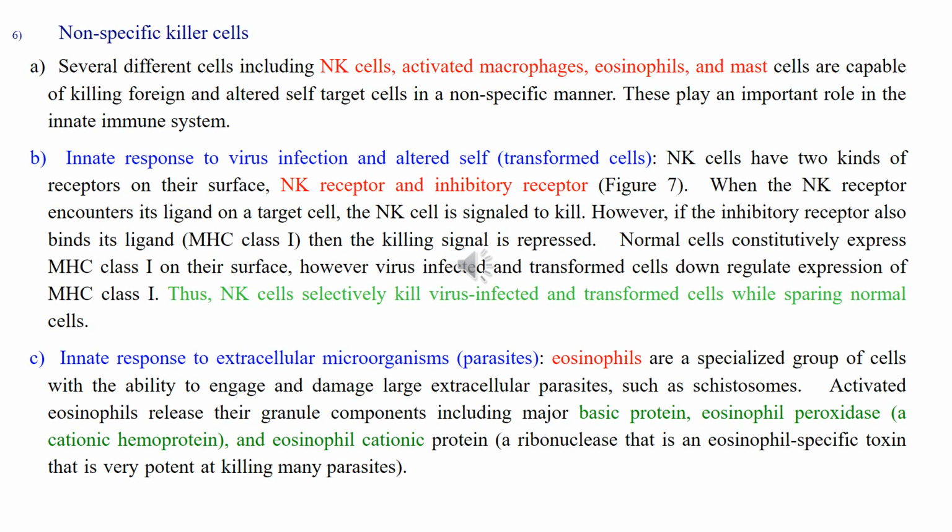Innate response to extracellular microorganisms like parasites. Eosinophils are a specialized group of cells with the ability to engage and damage large extracellular parasites such as schistosomes. Activated eosinophils release their granule components, including major basic protein, eosinophil peroxidase, cationic hemoprotein, and eosinophil cationic protein, a ribonuclease that is an eosinophil-specific toxin that is very potent in killing many parasites.